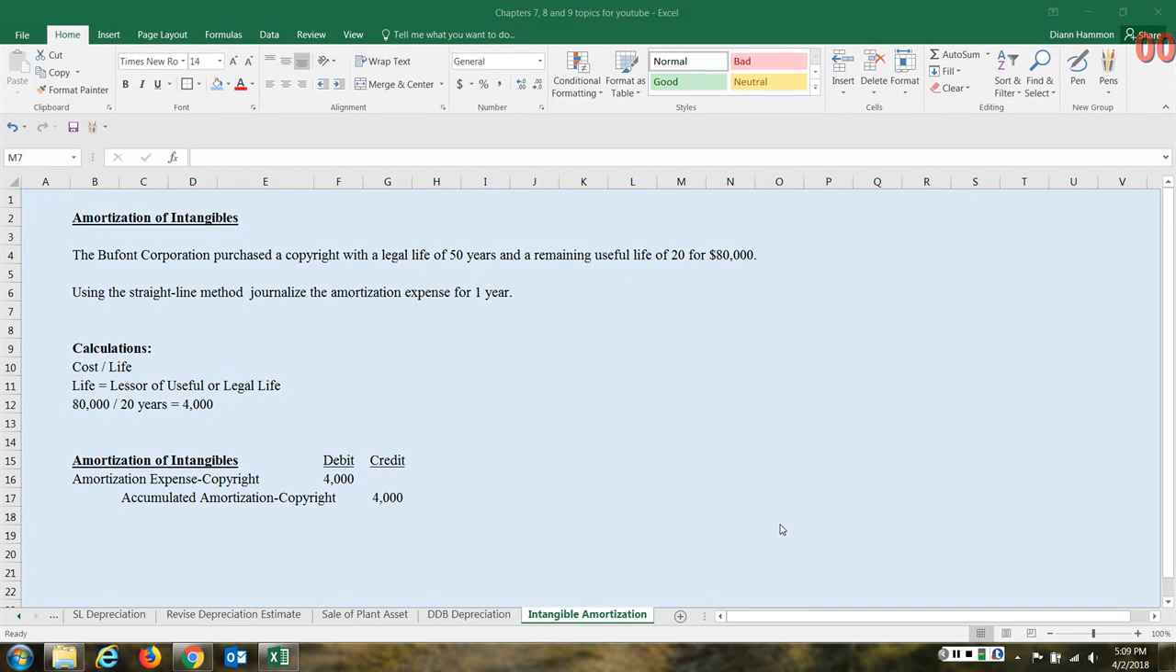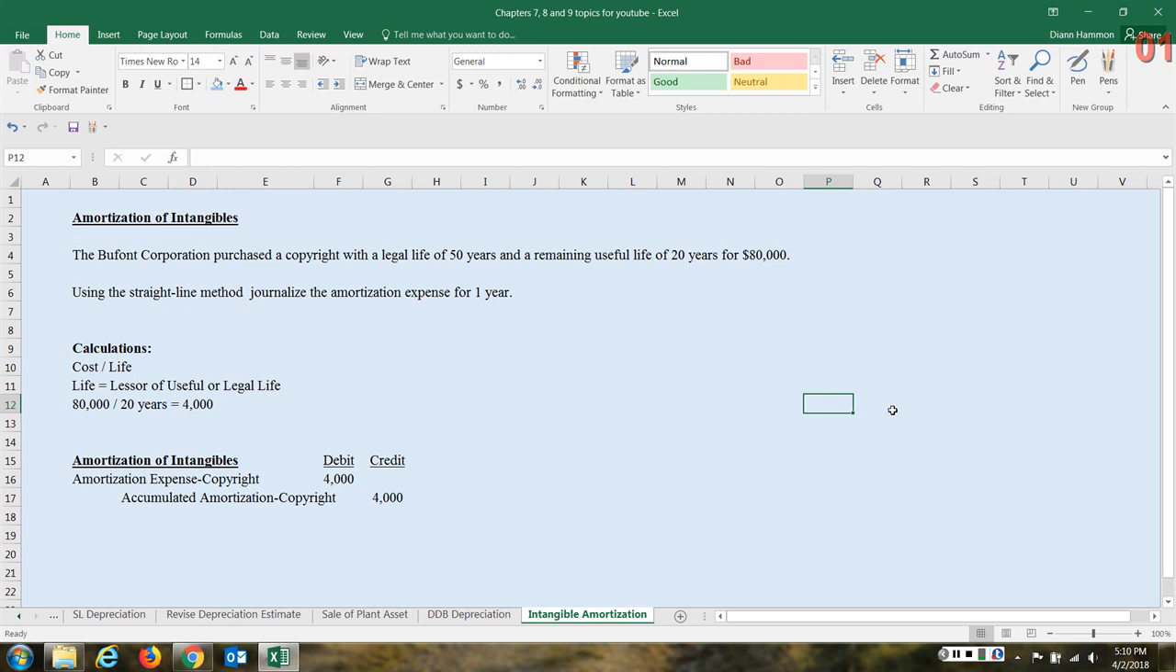It's quite similar to depreciation, except we call it amortization, and it's much simpler to calculate. Let's look at this problem. The Buffont Corporation purchased a copyright with a legal life of 50 years and a remaining useful life of 20 years for $80,000. So we are using the straight line method to journalize the amortization expense for 1 year.